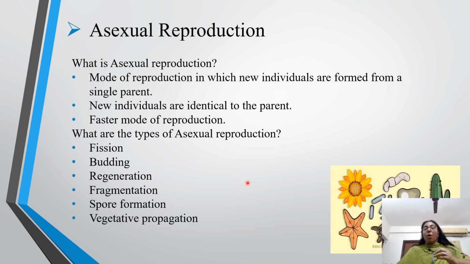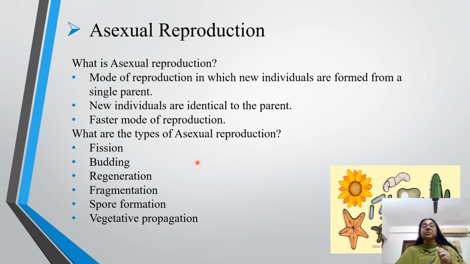First we should move on to the asexual type of reproduction. So what is asexual reproduction? It is the mode of reproduction in which a new individual is formed from a single parent, and the new individuals will be similar or identical. What do we mean by identical? They are the same without any change, like twins. And the reproduction is very fast. That's why we call it a faster mode of reproduction.